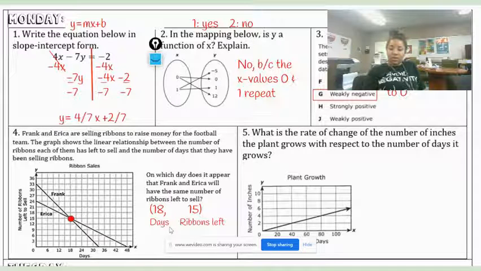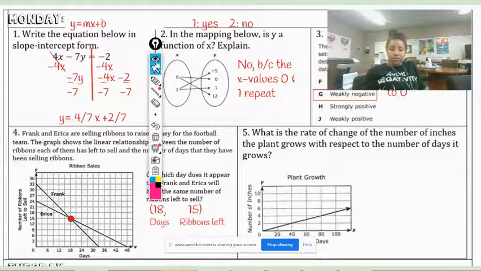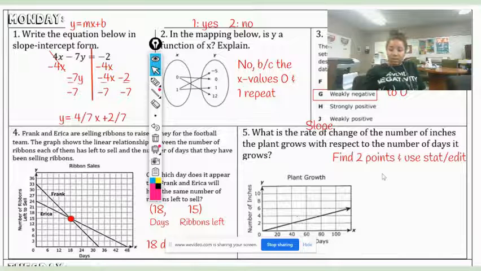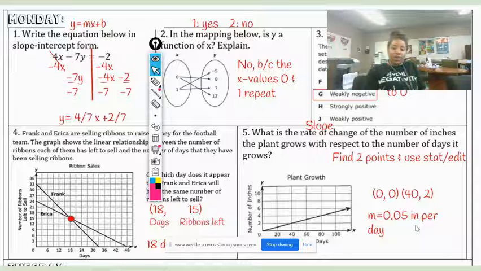So what is the rate of change of the number in which the plant grows, which represents the number of days it grows? So this is when you find two points. Let me just click through it. You find two points, you put them in stat edit. I would do 0, 0 because it's the origin, and then 40 and 2. And you would get your slope, or your rate of change, would be 0.05 inches per day.